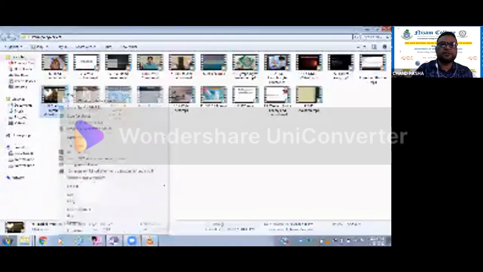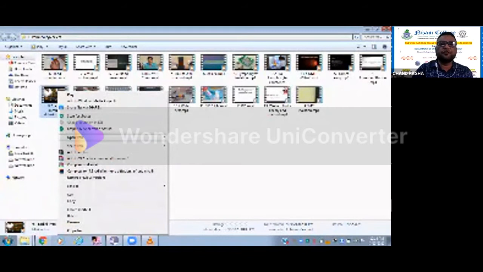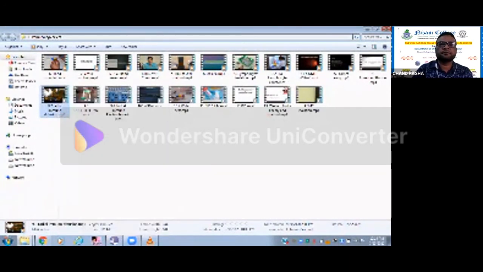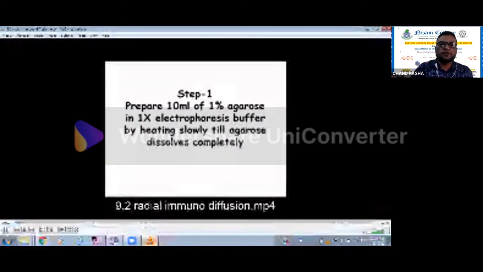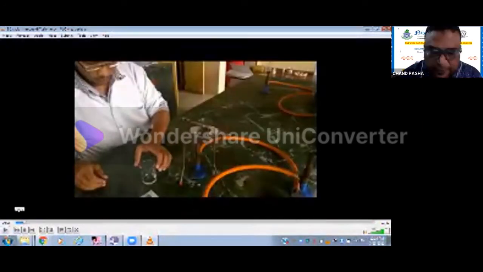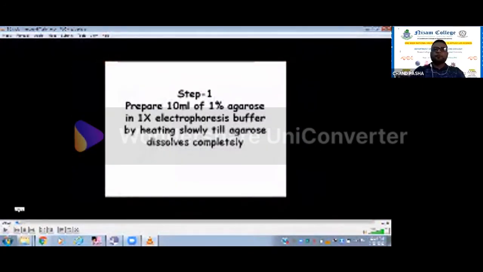Now we'll go with the radial immunodiffusion assay. In this one, this is a very, very simple radial immunodiffusion assay. Here we will be doing the quantitation also. First you prepare 10 ml of 1% agarose, and we'll be using 1% electrophoresis buffer.